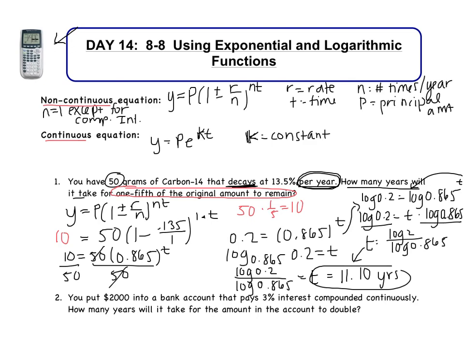Okay, so this was an example of non-continuous decay. We were told it decays at 13.5% per year. We were not told that it was continuously decaying.